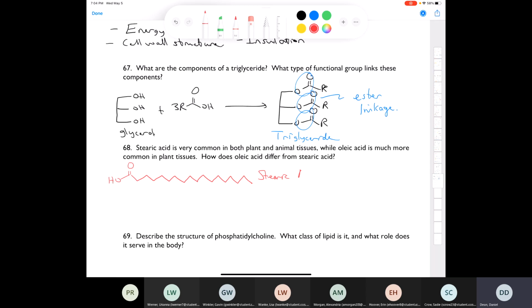Stearic acid. So it's a saturated fat, right? Saturated fatty acid because it comes from an animal. And oleic acid is just an unsaturated fat. I'm not going to write out the structure, but I'll put here oleic acid has a double bond in it. So it's an unsaturated fatty acid. All right, there we go.